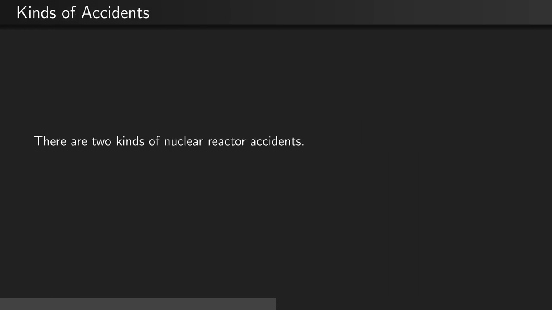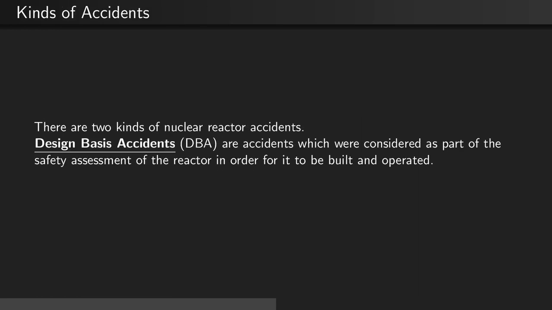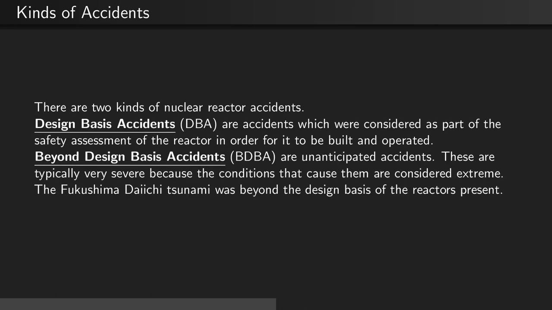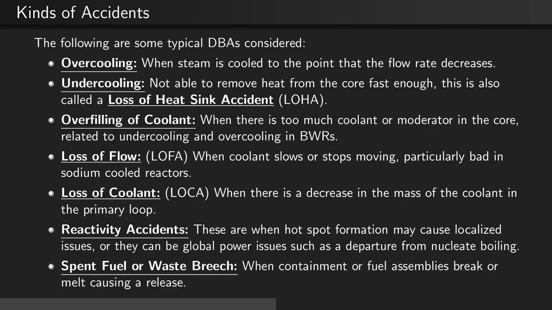There are two kinds of nuclear reactor accidents. Design basis accidents, or DBAs, are accidents which are considered as part of the safety assessment of the reactor in order for the reactor to be built and operated in the first place. Beyond design basis accidents are unanticipated accidents. These are typically very severe because the conditions that cause them are considered rather extreme. The Fukushima Daiichi tsunami was beyond the design basis of the reactors present. The following are some typical design basis accidents considered as part of the licensing of the reactor.